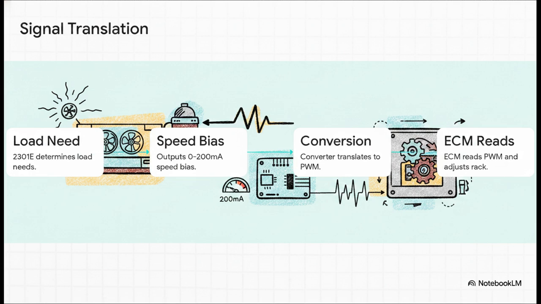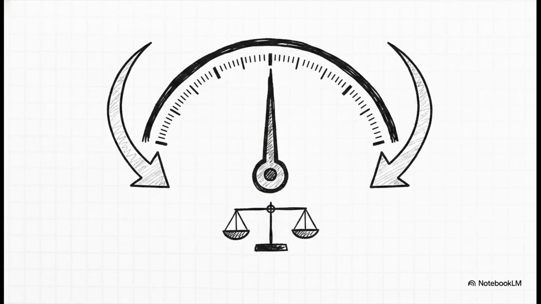And finally, Step 4, the CAT ECM, which naturally speaks PWM, reads that duty cycle and adjusts the physical fuel rack position. This whole thing is a continuous, real-time closed loop. It's brilliant.